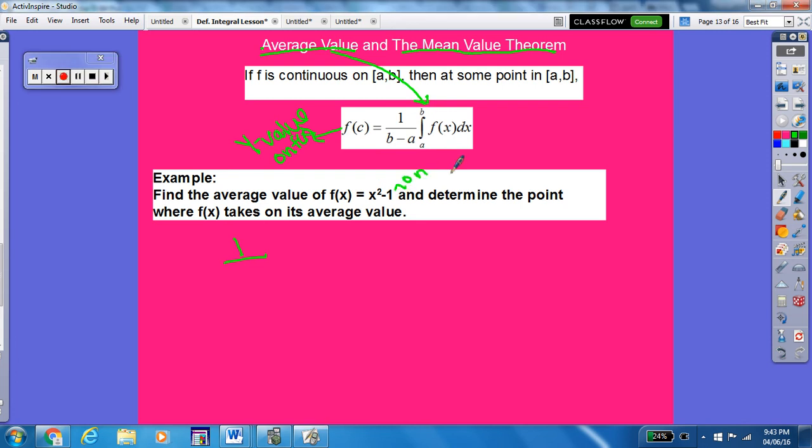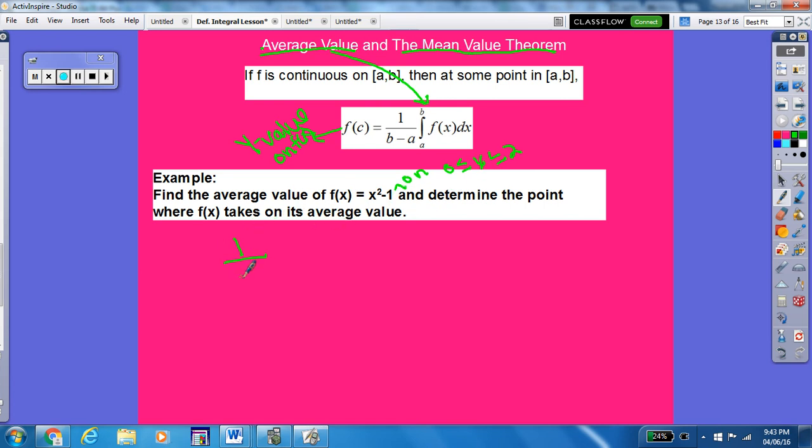It should be on 0 to 2, so I forgot that part. Find the average value of this function on the interval 0 to 2 and determine the point where f of x takes on its average value.